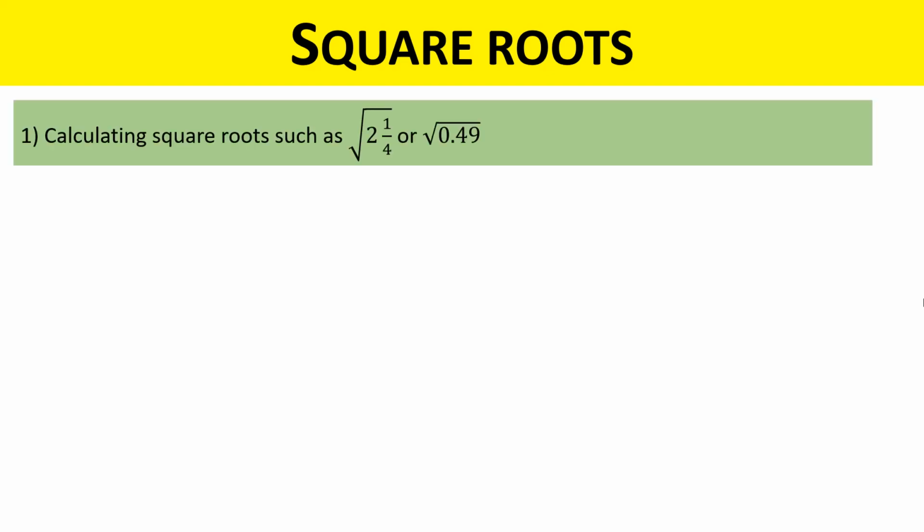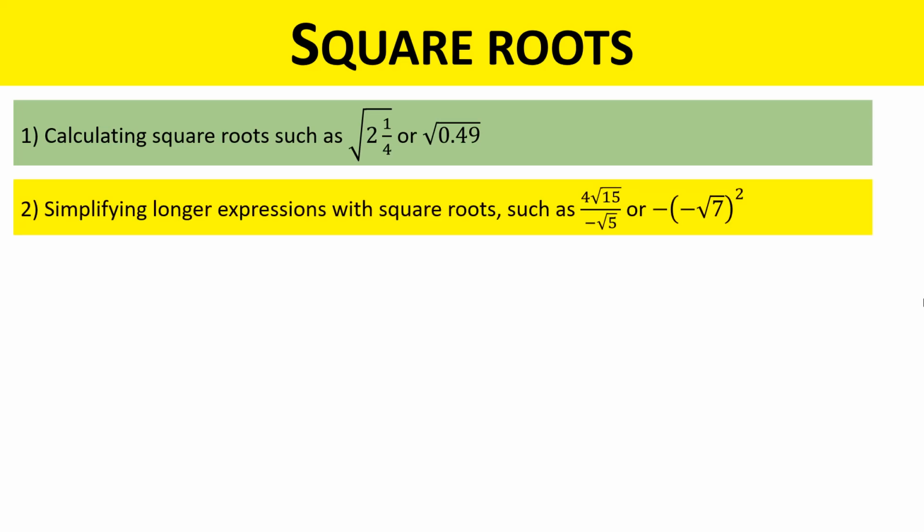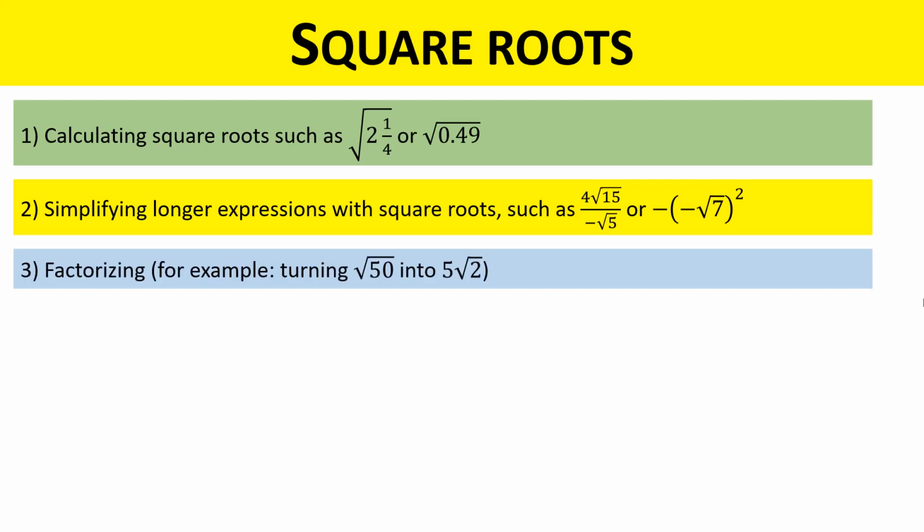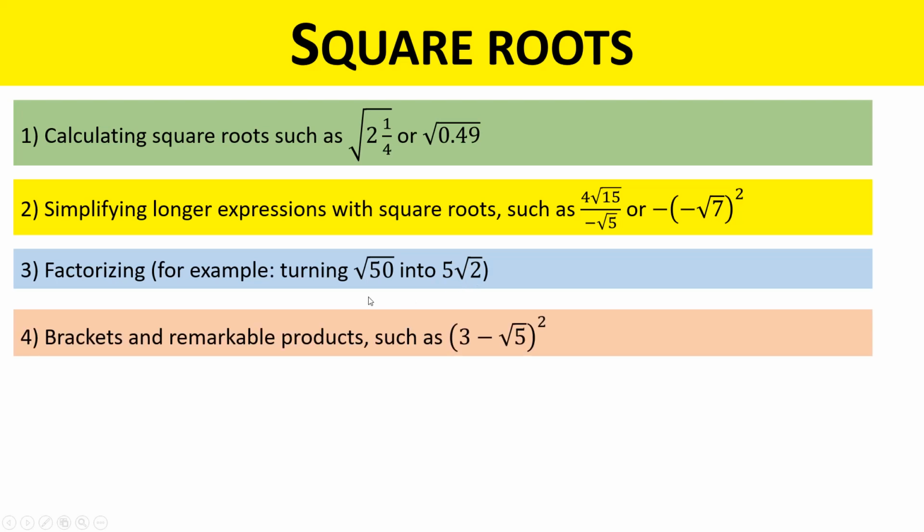In this video, we are going to do a recap of all the techniques we learned for handling square roots. So that means we're going to take a look at calculating square roots, at simplifying expressions involving square roots. We're going to take a look at factorizing. So why and how can we turn a square root like square root 50 into a square root with a smaller number underneath the square root sign. And at the very end, we're also going to look at how we simplify expressions involving brackets and especially remarkable products, such as this one.